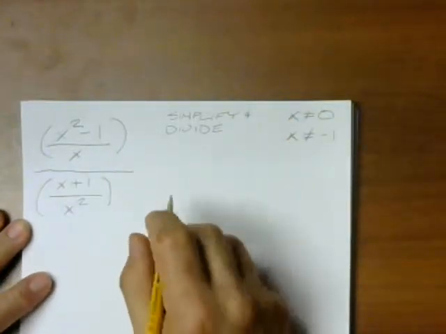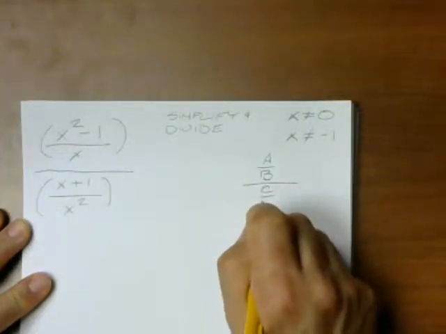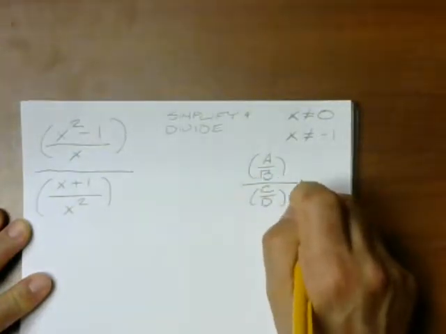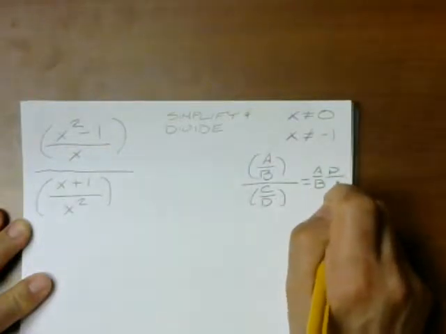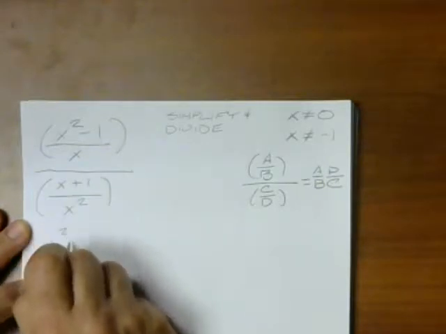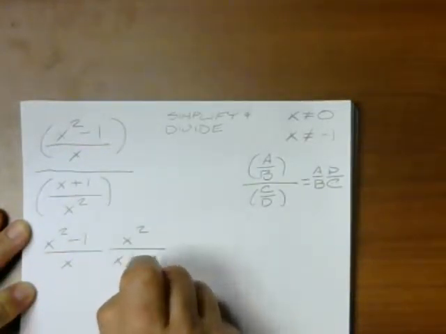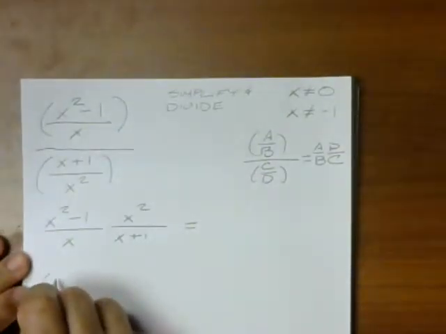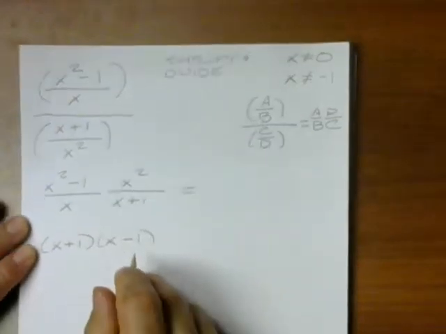Okay, so just like with any expressions, if I have two ratios, what we can do is flip the denominator and then multiply. So let's do that here. But before I go any further, I'd like to factor just a little bit because I recognize that difference of squares.